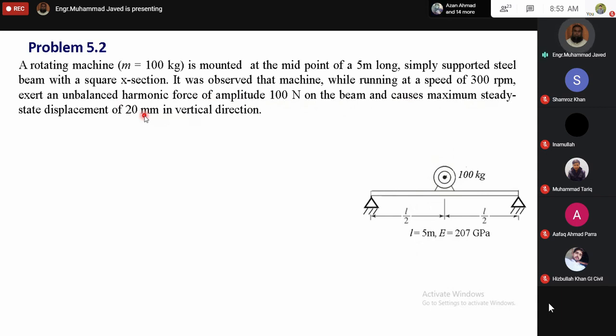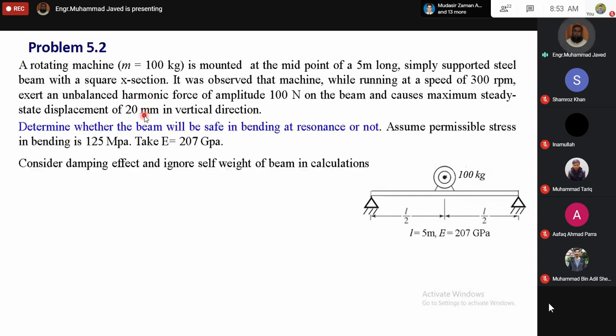यानी ये मशीन जब 300 आरपीएम के साथ रोटेट कर रही होती है तो 100 न्यूटन हार्मोनिक फोर्स वर्टिकल डायरेक्शन में प्रोड्यूस होती है, जो कि 20 मिलीमीटर डिस्प्लेसमेंट वर्टिकल डायरेक्शन में प्रोड्यूस करेगी। अब हमने मालूम ये करना है कि if resonance occurs in this beam, that is frequency will be equal to resonant frequency, तो उस सिचुएशन में ये बीम बेंडिंग या फ्लेक्चर में सेफ होगी या नहीं। And assume maximum permissible stress in bending is 125 megapascal. Consider damping effect and ignore self weight of beam in calculations.